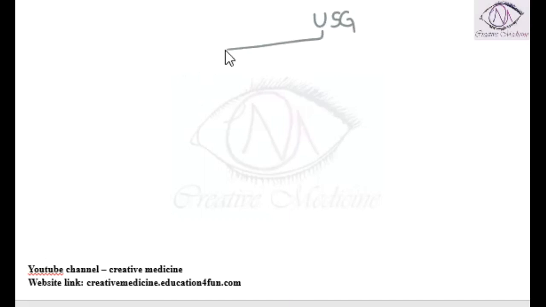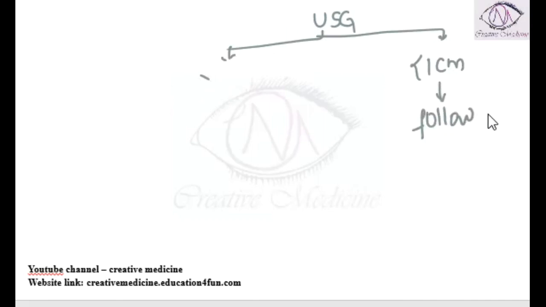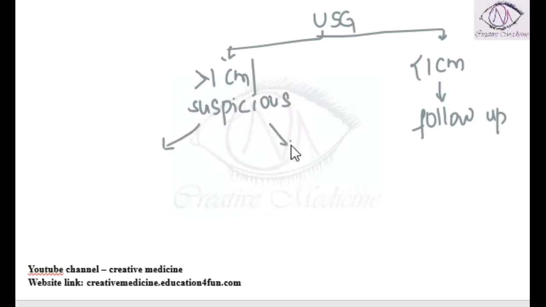Now on ultrasonography, you will see two things: the size of the lesion. If the lesion is less than 1 centimeter in size, then nothing is to be done, only follow up should be done. Now if the lesion is more than 1 centimeter, or if the lesion is suspicious, then you should see whether the lesion is a cyst or a solid lesion.